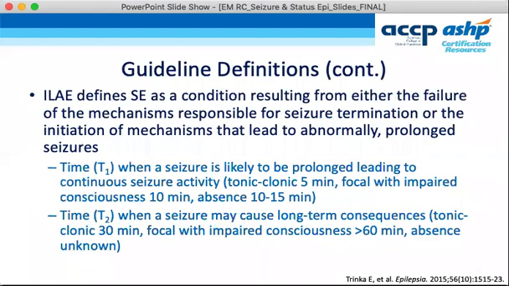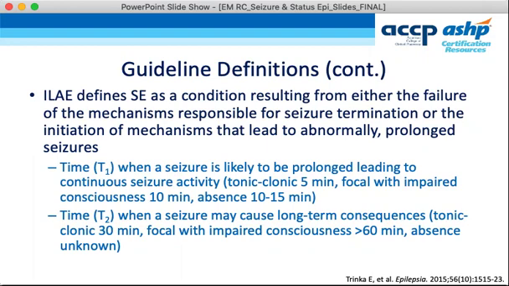The ILAE is pretty similar, although I think it's a little bit more confusing or complex. They define status as a condition resulting from either the failure of the mechanisms responsible for seizure termination or the initiation of mechanisms that lead to abnormally prolonged seizures. They use two different time points, T1, which is after the abnormally prolonged seizure, and then T2, which can lead to long-term consequences, including neuronal death, neuronal injury, and alteration of neuronal networks.